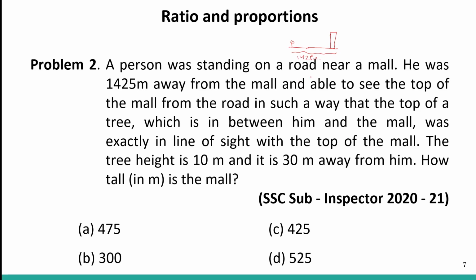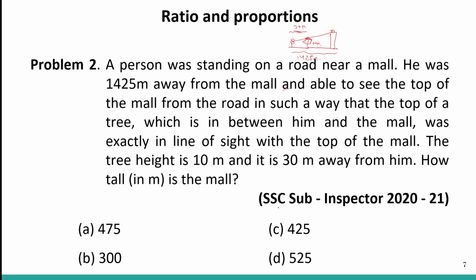there was a tree. Here is the tree. The top of the tree is in the line of sight between the top of the mall and the eye of the viewer, and the tree height is 10 meters. So this height is 10 meters. And it is 30 meters away from him. So this distance is 30 meters. How tall is the mall?